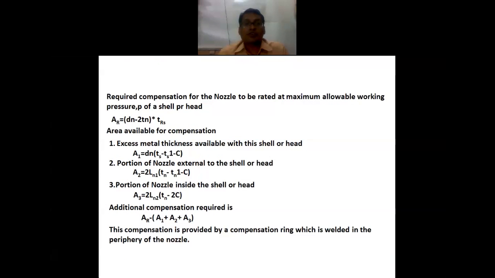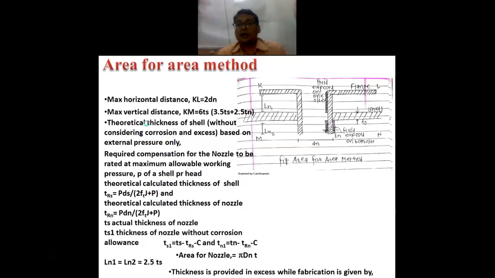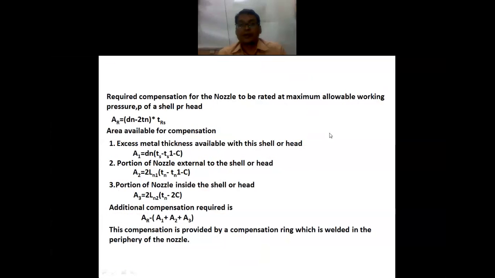Now the required compensation for the nozzle to be rated at the maximum allowable working pressure, and AR is the required area. This AR is equal to dn minus 2 times tn, the thickness of the nozzle, into the thickness of the shell. This is the thickness of the nozzle, and this is the thickness of the shell. dn minus 2 tn means dn minus 2 times the thickness of the nozzle.